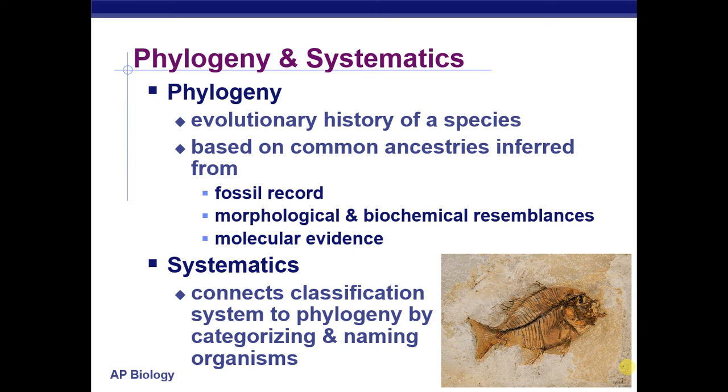So first, just kind of unpacking some terms, phylogeny refers specifically to the evolutionary history of a species, and it's based on their relationships by common ancestors. So, organisms that have more recent, in the past, common ancestors are more closely related than those who have more distant common ancestors. And finding these ancestries are based on the fossil record, morphological resemblances, and biochemical resemblances in their body physiology, and then molecular or genetic evidence.